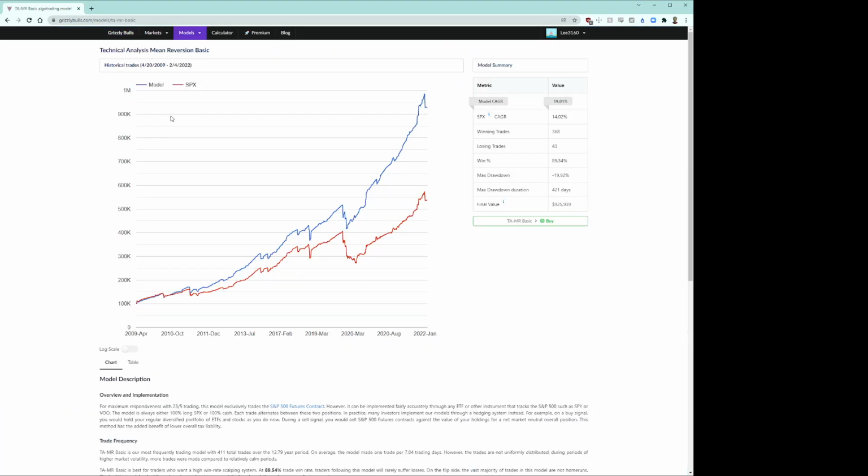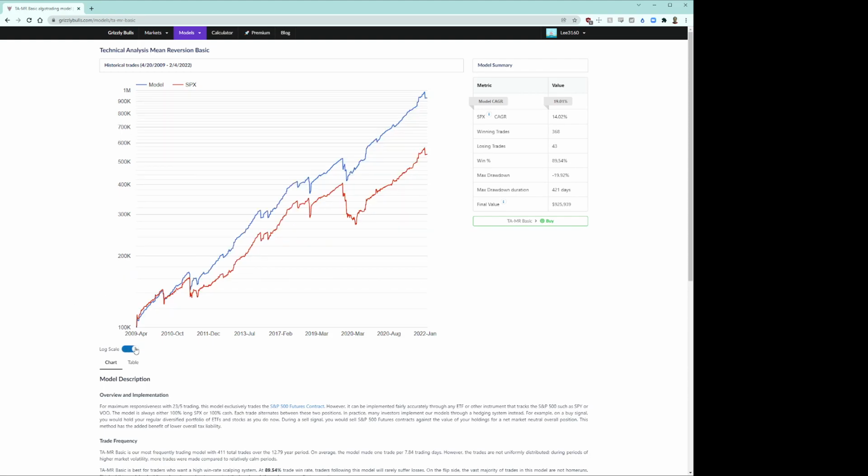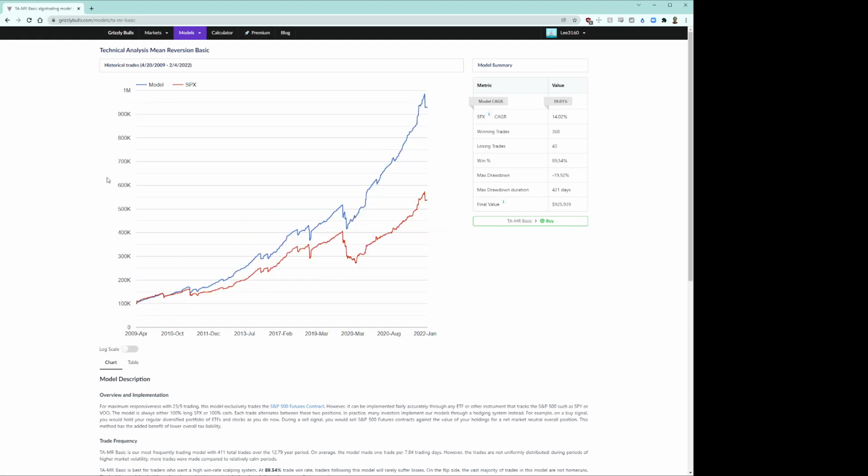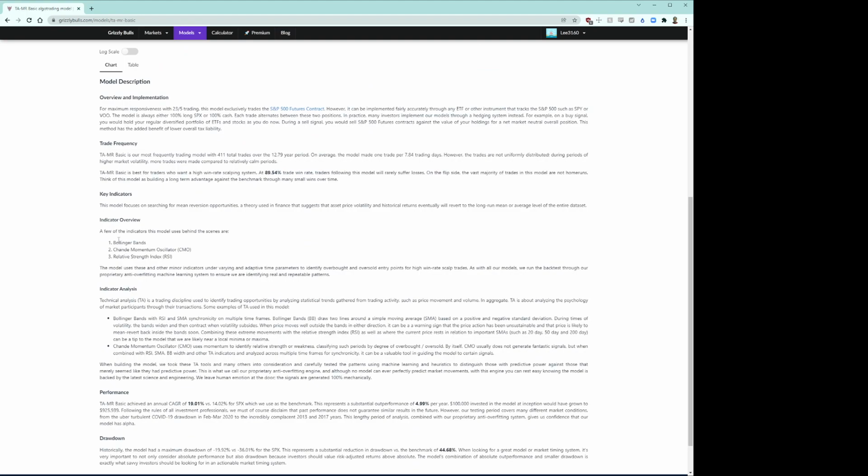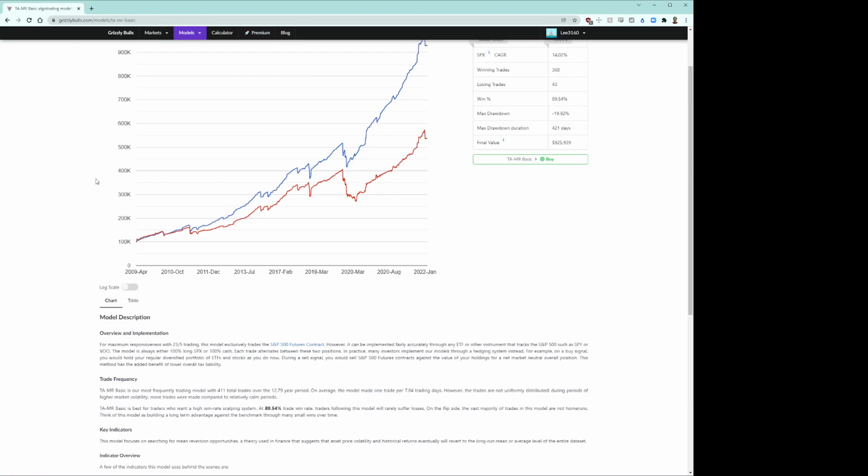So just to learn a little bit more about what an algorithmic trading model really does, this is probably our simplest model. This is a mean reversion model. It only uses technical analysis, and it uses a few indicators we can see down here. So it's Bollinger Bands, Chande momentum oscillator, and relative strength.